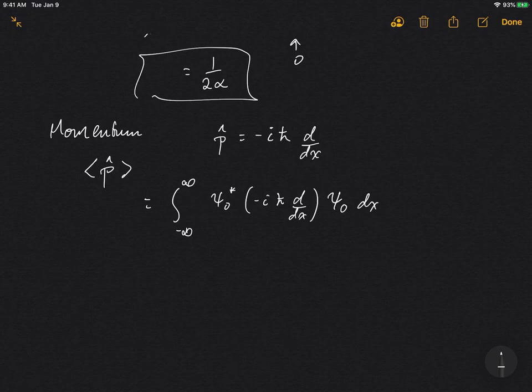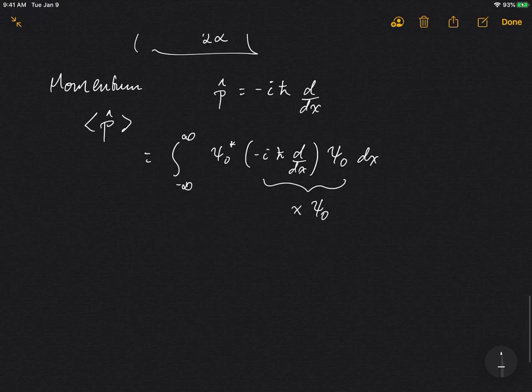And when we take the derivative of e to the minus alpha x squared, we'd be taking the derivative of the function to the right of it. So when we take the derivative of that, we're going to get a factor of x, because of the chain rule. And so this gives us something proportional to x times psi 0. And x is odd, psi 0 is even. And so this overall average momentum is going to average out to, our expectation value for momentum is going to be 0, by symmetry.